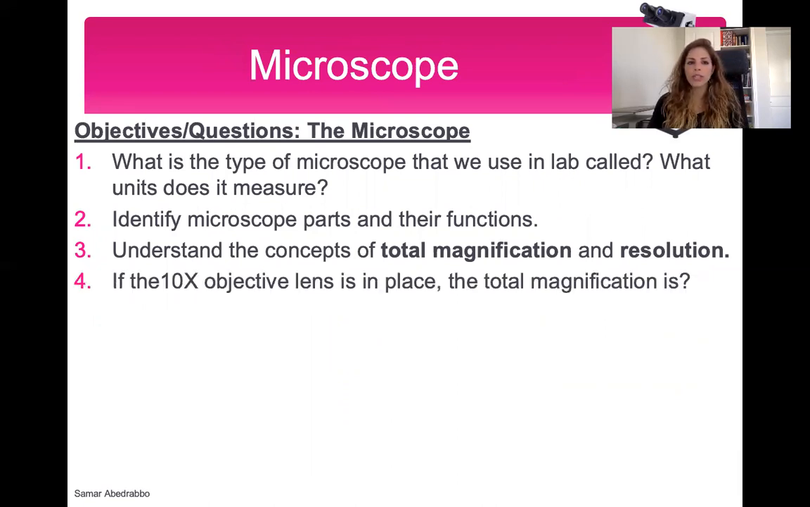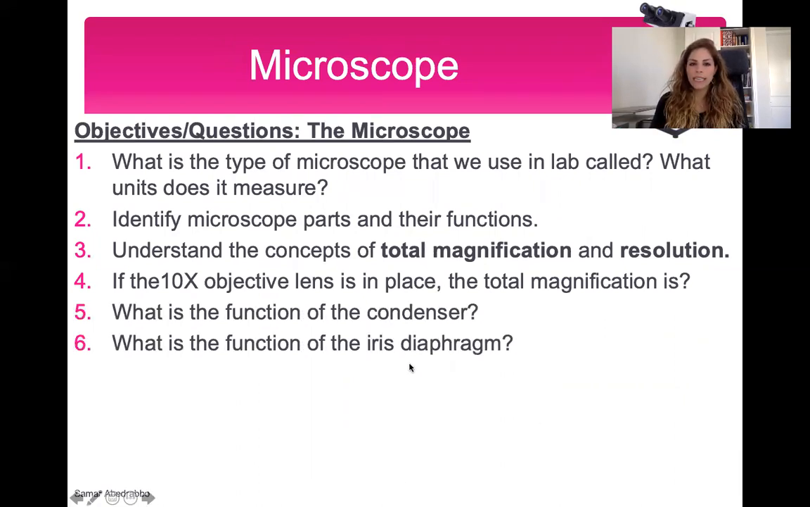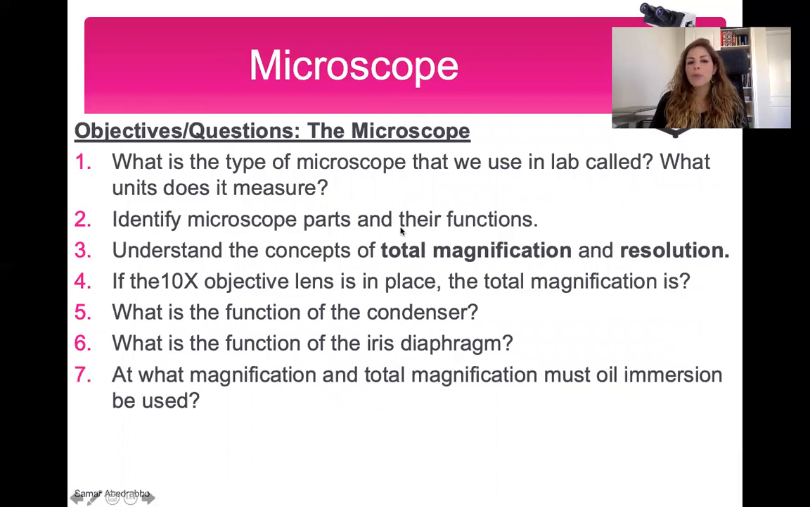Know what resolution is. If the 10x objective lens is in place, what's the total magnification? So what is the magnification and what's the total magnification? What's the function of the condenser? What's the function of the iris diaphragm lever? What magnification and total magnification would oil immersion be used with?